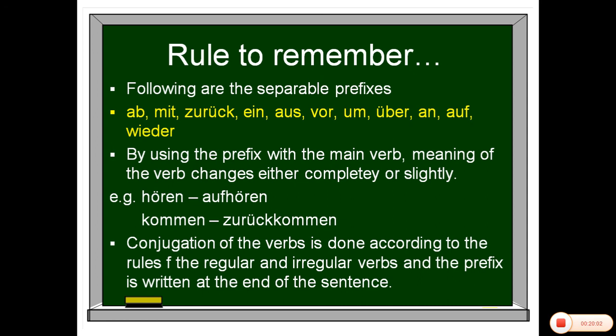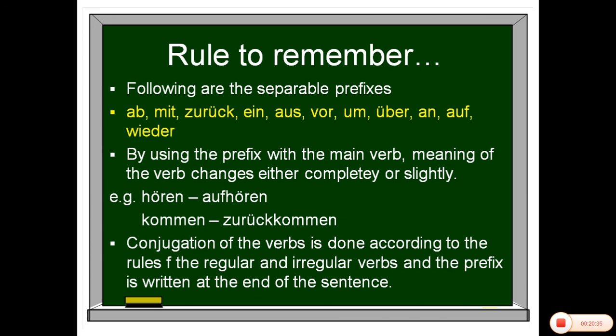Vor, über, an, auf. Wieder means again. Wieder means again. So if you want to say, can you speak again? Then you can say, kannst du bitte wiederholen? Like repeat. So wieder is like repeating. And we also have here auf, for example, which is like starting from some point. Okay, starting from some point.